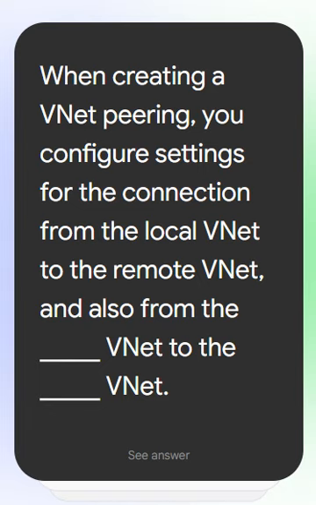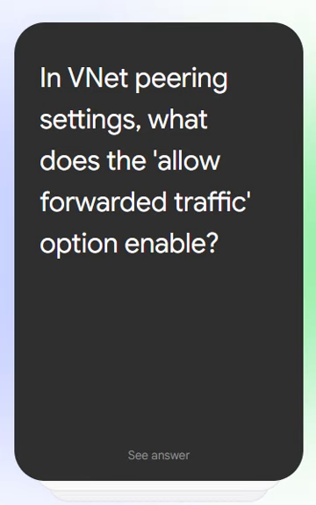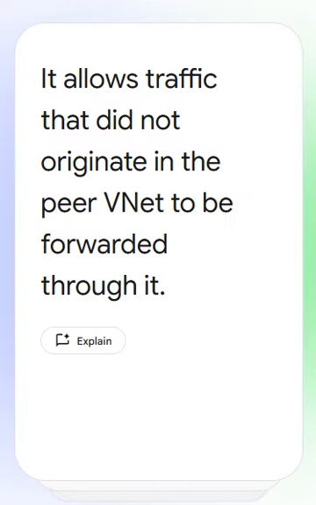When creating a VNet peering, you configure settings for the connection from the local VNet to the remote VNet, and also from the remote VNet to the local VNet, a remote to local. In VNet peering settings, what does the allow forwarded traffic option enable? It allows traffic that did not originate in the peer VNet to be forwarded through it.